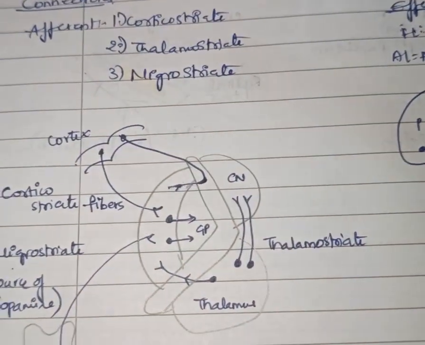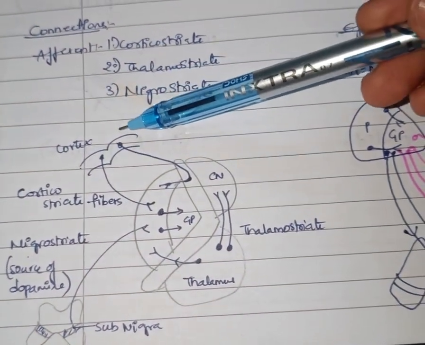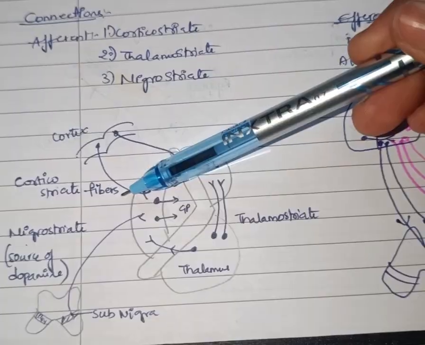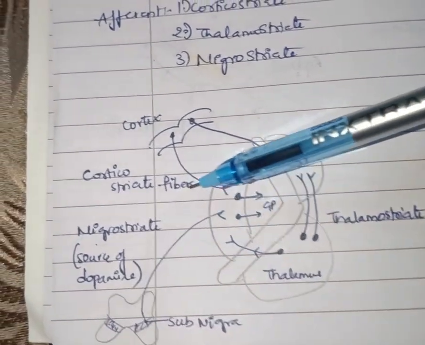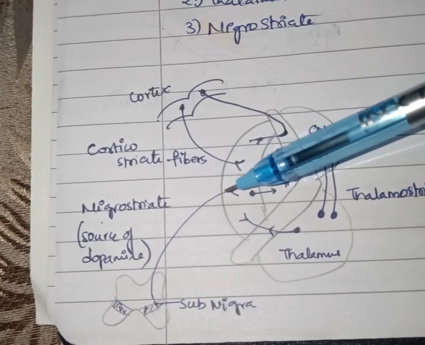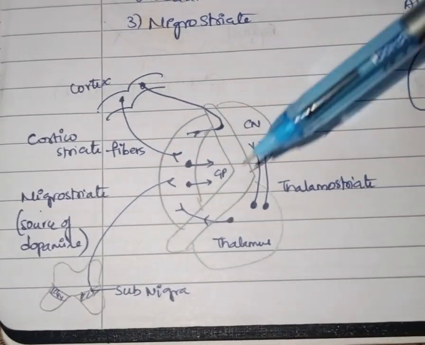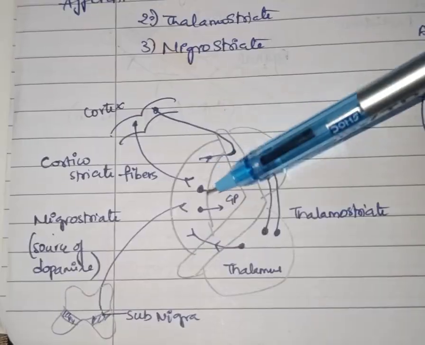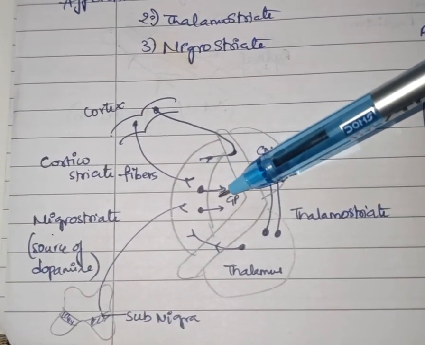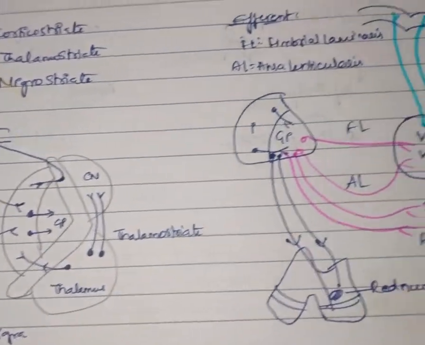So, coming to the afferent fibers, they are coming from the cortex called as corticostriate fibers. And from the substantia nigra, nigrostriatal fibers will arise, which are the source of dopamine to the basal ganglia. And from the thalamus also some fibers will go, and they leave via the globus pallidus. See, all the fibers are going through the globus pallidus.